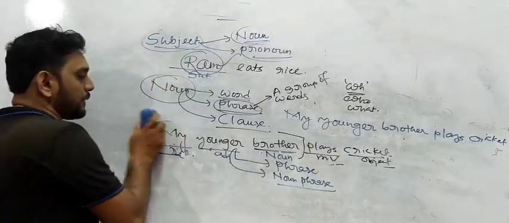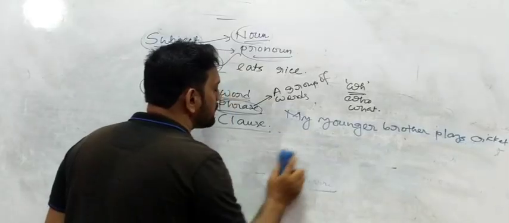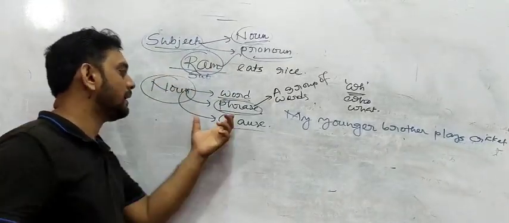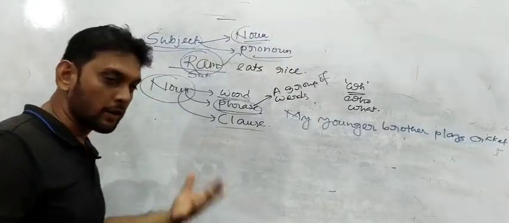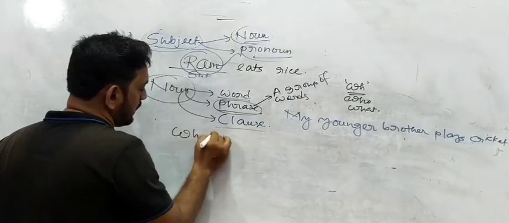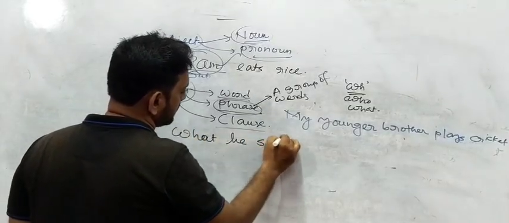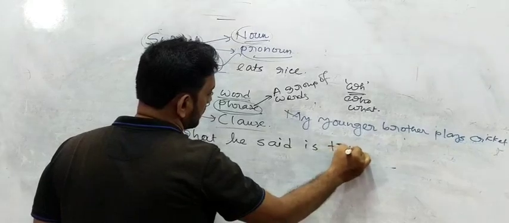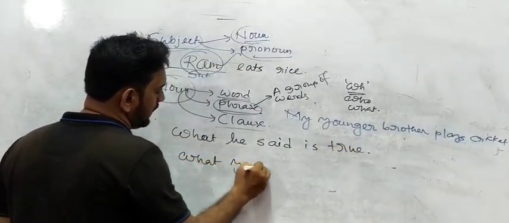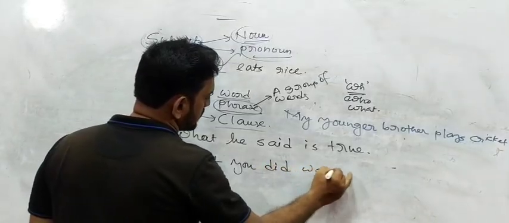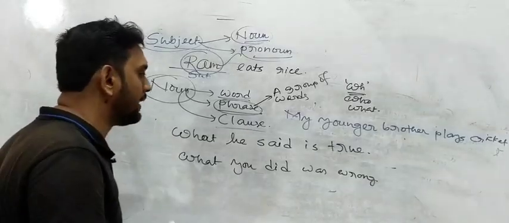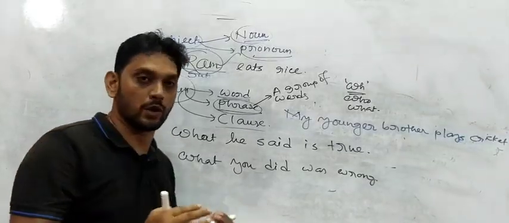Third thing I want to say, my friend, is that the noun, that means the subject I have written, can also become a clause. What? A clause also. How? You see, if I write: what he said is true. Okay, next: what you did was wrong. I have written two sentences. The first one is what he said is true. The second one, what you did was wrong.